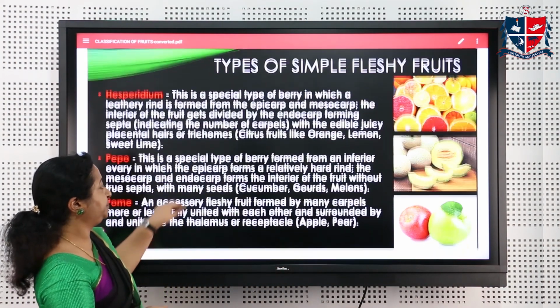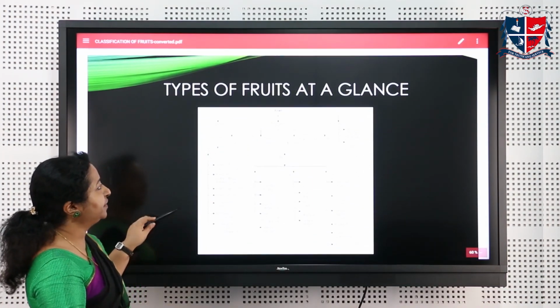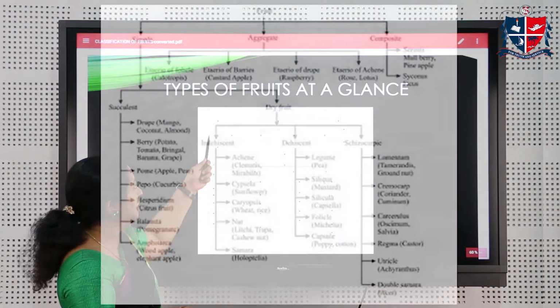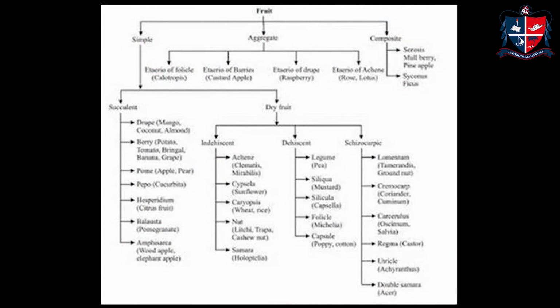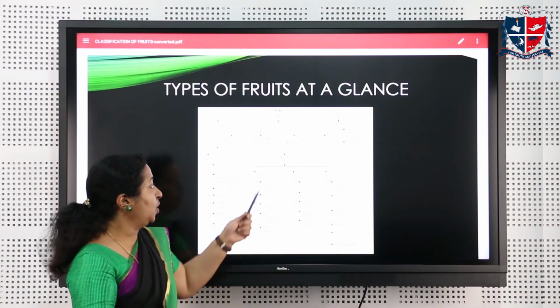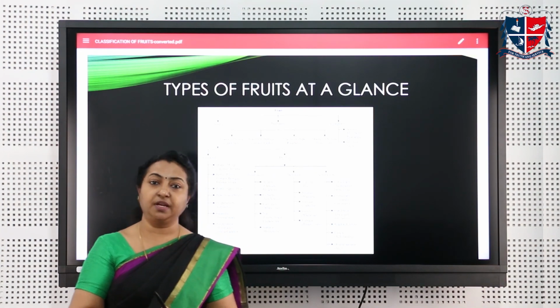So thus, this is an accessory fruit, as in the case of the apple and the pear. So to sum up the different types of fruits, we have the fruits broadly divided into simple and aggregate and composite. The simple fruits are divided into fleshy and dry. Fleshy or succulent, we have drupe, berry, hesperidium, pome, pepo. Under the aggregate fruits, we have the etaerio of follicles and berries and drupes and achenes. And under the composite fruits, we have the sorosis and the syconus. Now, we will be dealing with the dry fruits in the next session.